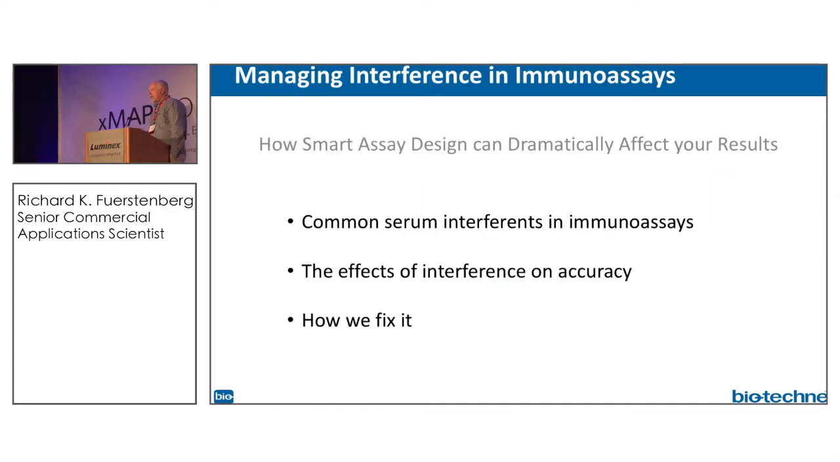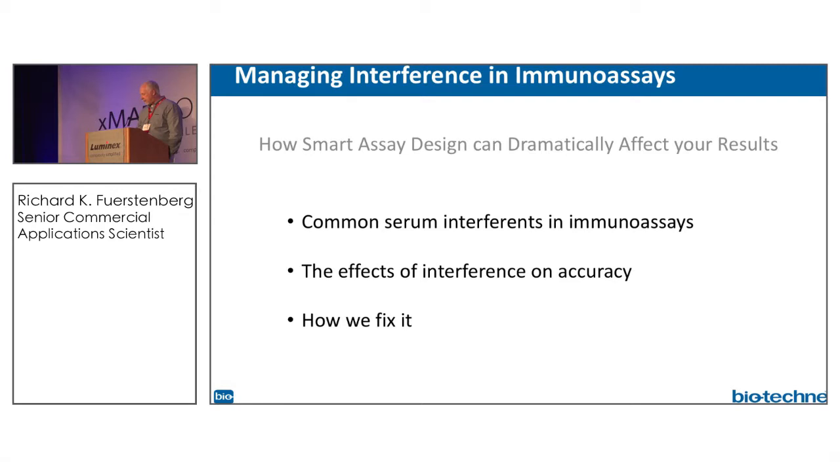So what we're really talking about today is managing interference in immunoassays. Immunoassays are subject to lots of different problems that can come with the sample. What I want to talk about today is based on our Luminex assays, and showing you how smart assay design can really manage those interferences, and failure to manage those interferences can dramatically affect your results in terms of accuracy.